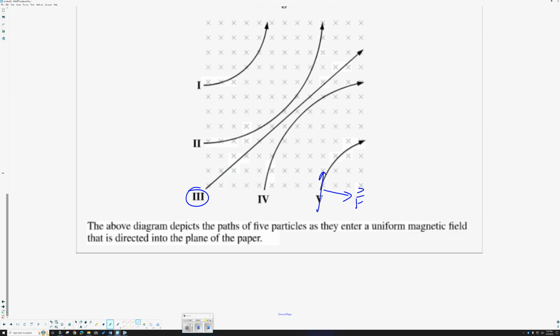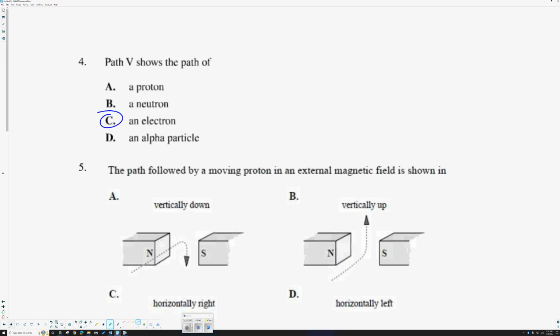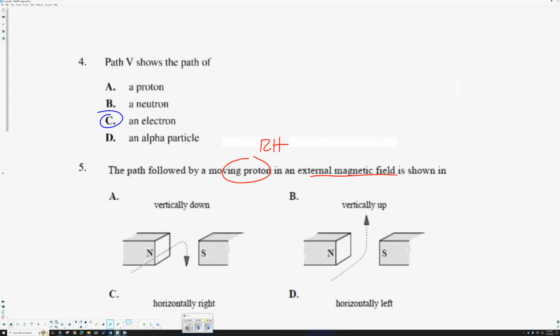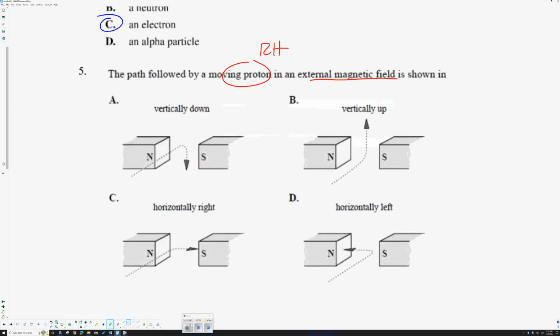Okay, last question. Number 5. The path followed by a moving proton, right-hand rule, in an external magnetic field, that means we're going to use the deflection rule. Is shown in which one? All right, we know the magnetic field goes from north to south. So we're going to stay right thumb into the page. Direction of the particle is into the page. Kind of a 3D diagram, but it's meant to be into the page here. Fingers go from north to south.